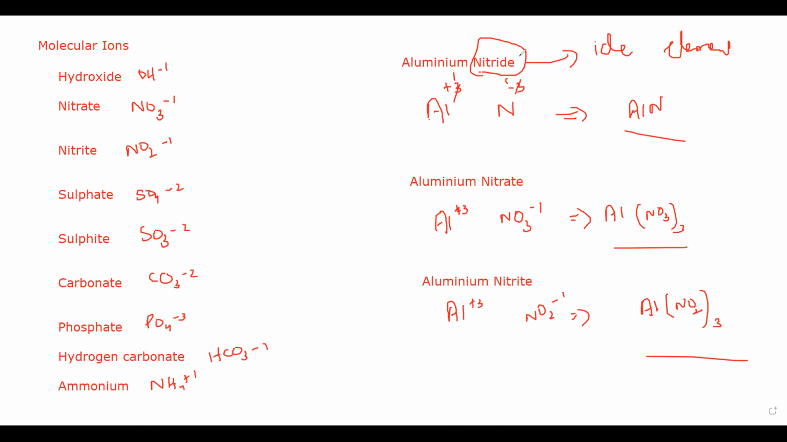So whenever IDE alone is there, it means they're asking for that element's valency. But if it is nitrate or nitrite, then the valency you have learned for that part, you have to use and write the formula. Is it clear? So these are the valencies which you have to memorize along with the formula. I'll give another example.